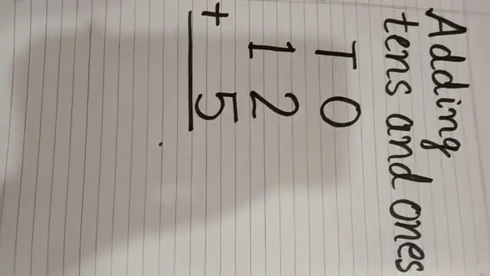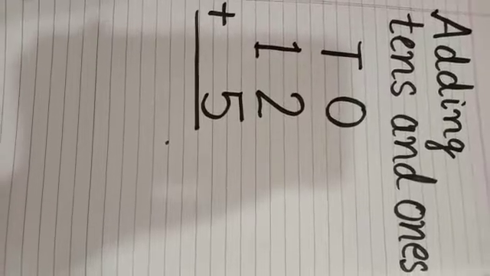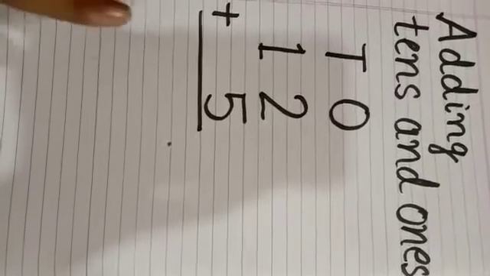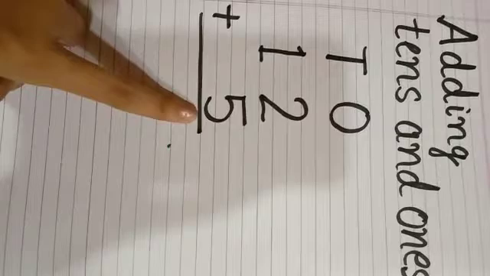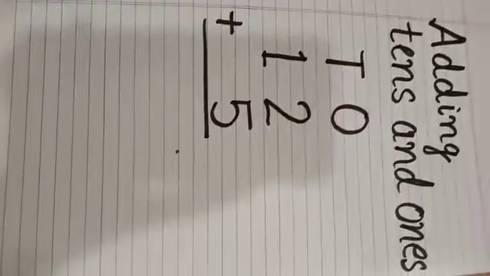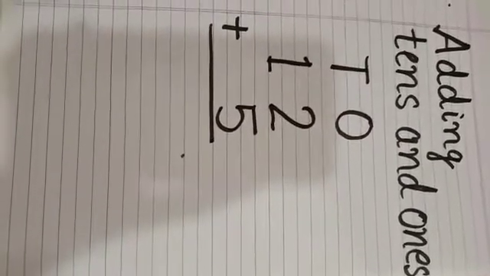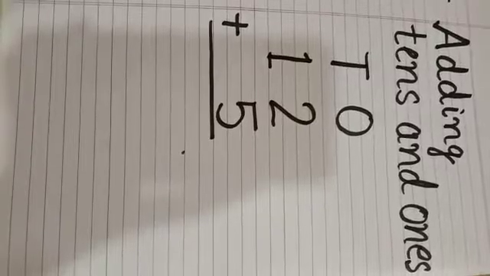Now, if we are adding tens and ones, that is, two-digit numbers, it is a two-step process. In this kind of addition, we firstly add the ones and then we add the tens. In this question, we have to add 12 and 5.